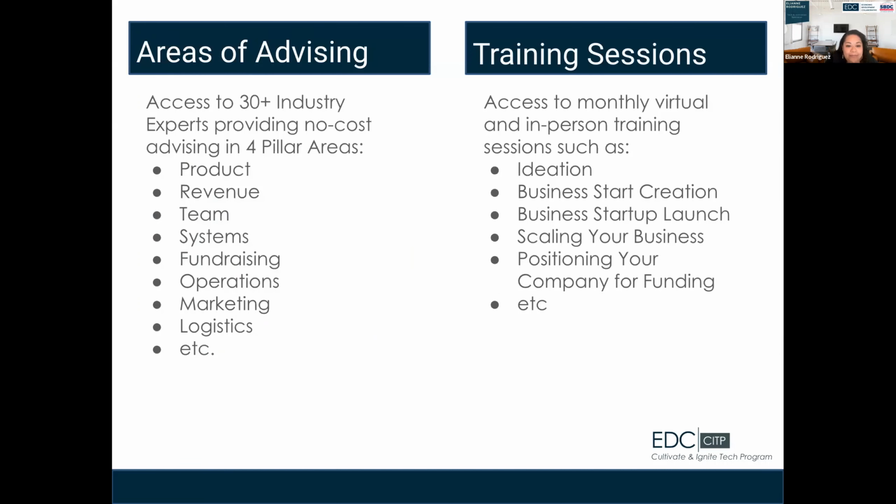In addition to that, areas of advising: 30+ industry experts providing no-cost advising. We almost focus on the 4 pillars, but I think as Ray just mentioned, we have much more than that, right? So product, revenue, team, and systems are the 4 pillar areas of tech. But in addition to that, we're also going to be talking about fundraising, operations, marketing, logistics. For those of you that already work with EDC, you know that we have a plethora of advisors who focus on so much more than just tech. So in a business, at the end of the day, a tech startup is a business. And so we are looking to support them in all the other areas that they have.